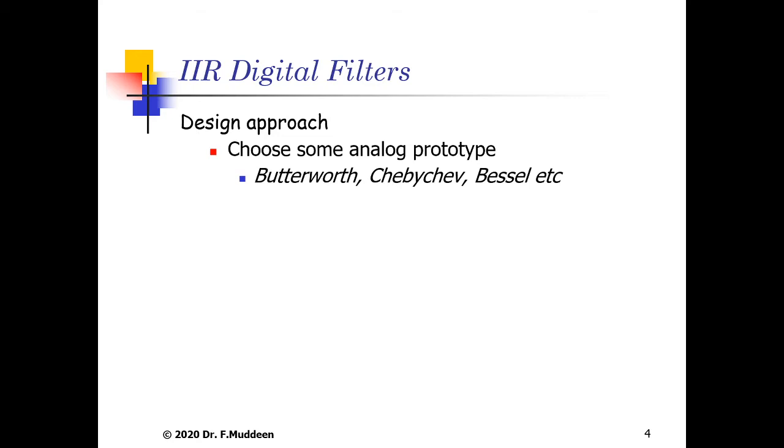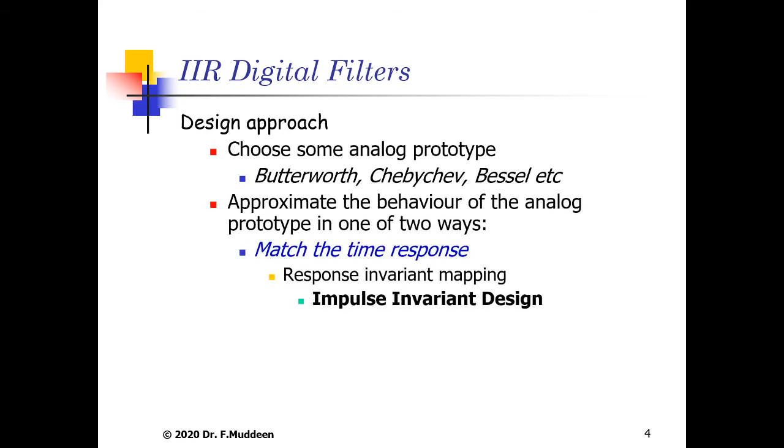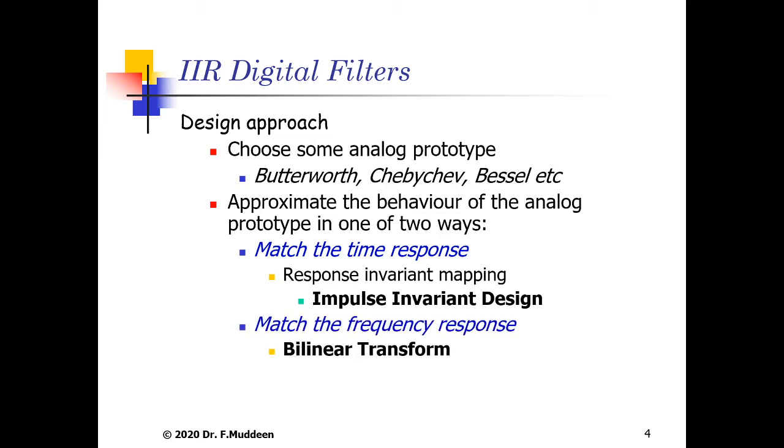So the design approach requires that we choose some analog prototype. It can be any one of these filters here: a Butterworth, a Chebyshev, a Bessel. And then we approximate the behavior of the analog prototype in one of 2 ways. We either match the time response, which gives us the impulse invariant design, or we match the frequency response, which is using the bilinear transform. And we are required to know how to do both of these designs. So we need to know how to do the impulse invariant design, and we also need to know how to do the bilinear transform accordingly for any IIR digital filter.